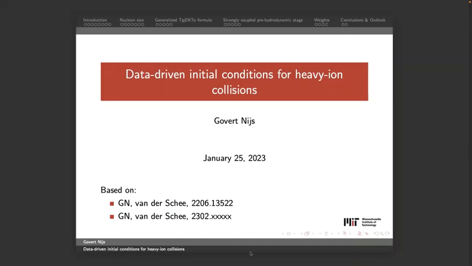I've been asked to speak about data-driven initial conditions for heavy ion collisions, and this is something that Wilke and I have been working on for years, actually. There's already one paper out since June, and this one hopefully soon, but I've already changed what used to be a 2208 or something into a later date multiple times, so who knows.